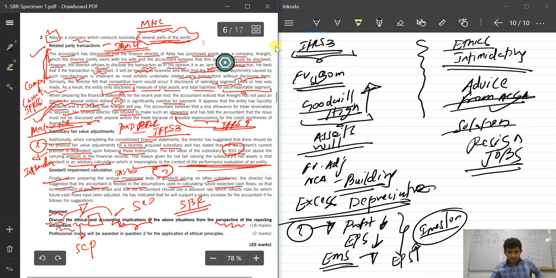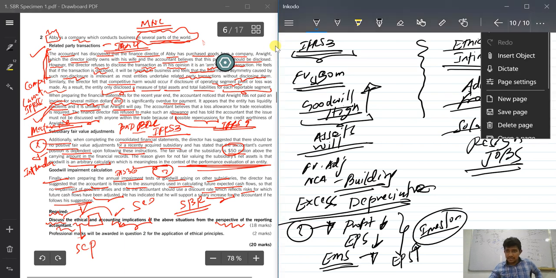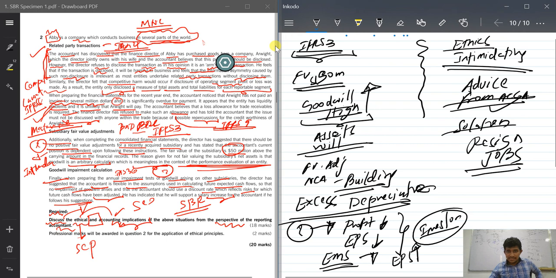And the accountant should use a discount rate which reflects the risk for which future cash flow has been adjusted. He has indicated that he will support the salary increase to the accountant if he follows this. So here he is giving some incentive, in other words, if the accountant accepts it. So I will just start doing the planning for you all, so it will be easy for you.